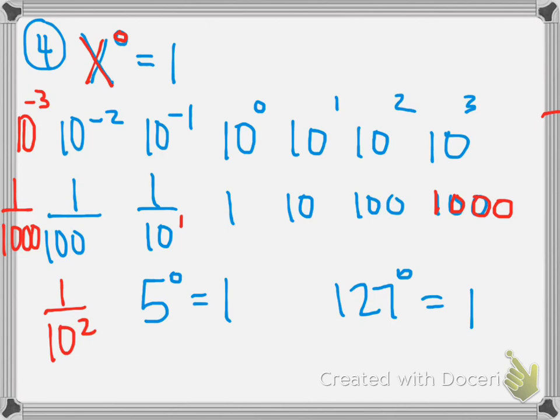Then, so I put some examples. 5 to the 0 power is 1. 127 to the 0 power is also 1. Anything to the 0 power is defined as 1.